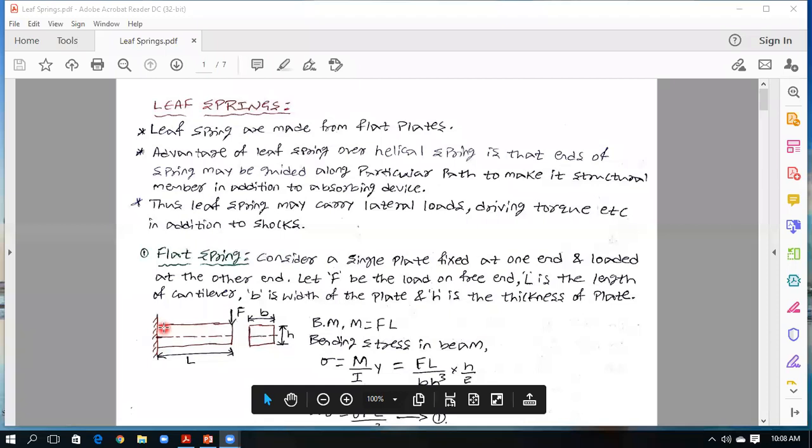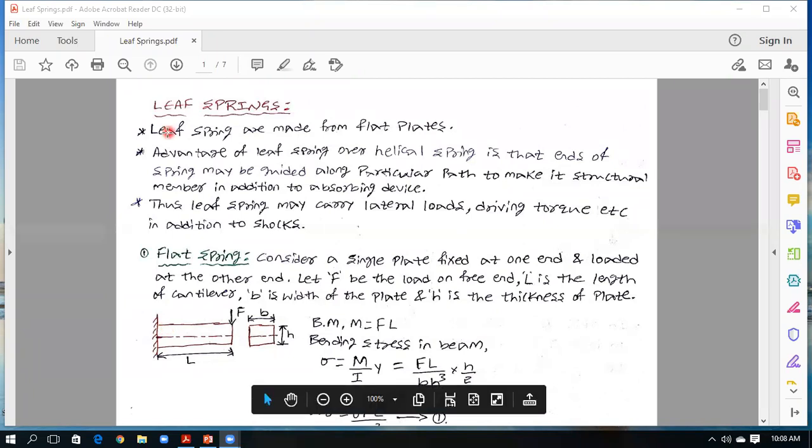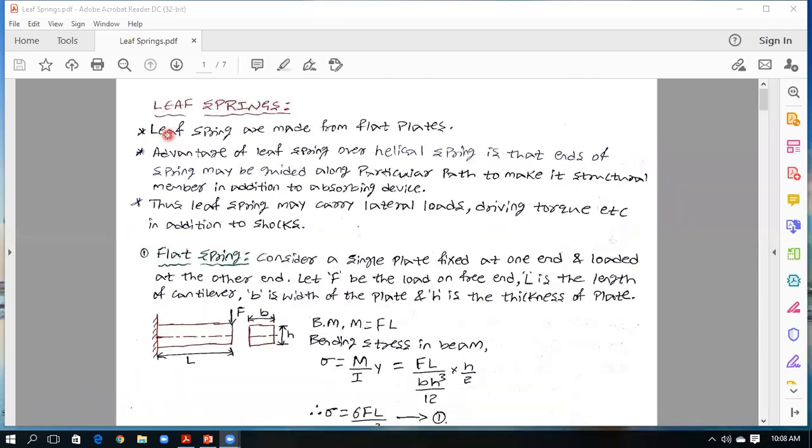The advantages of using leaf spring over the helical spring. In the previous lectures we have seen different types of helical springs. What are the advantages we have over the helical springs? These leaf springs will not only act as a shock absorber, they will also carry the load of the member. How is it going to carry the load?